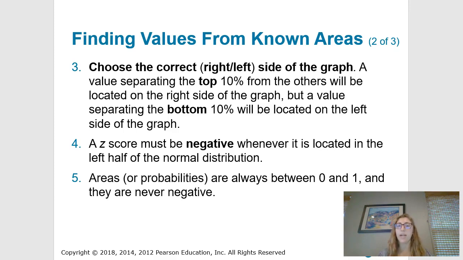And then again, our areas or probabilities are always between 0 and 1. So when you use your normal CDF, you should always get an answer between 0 and 1. Using InvNorm, you should get values that are relevant to the problem.